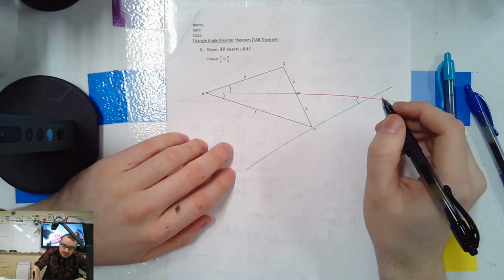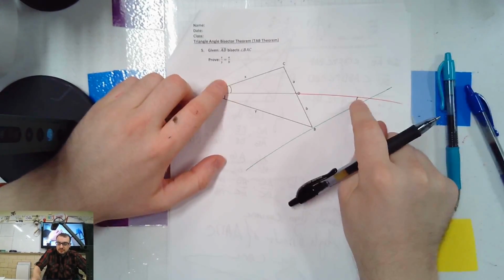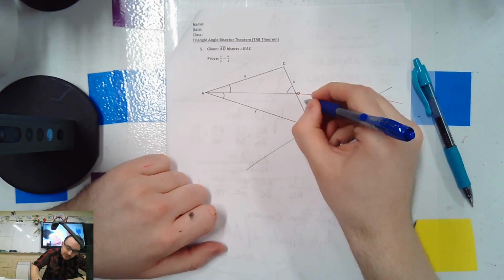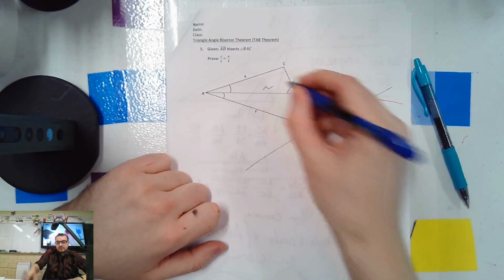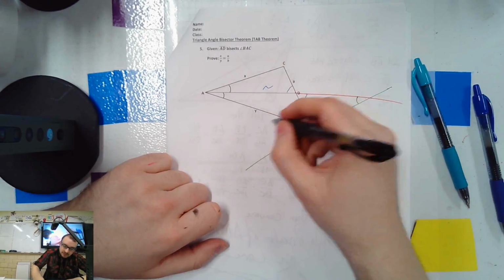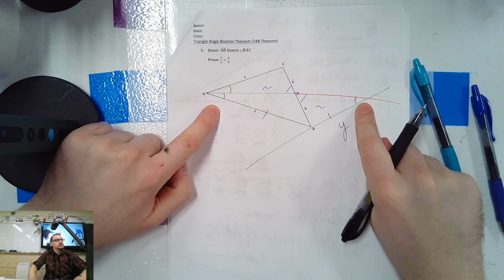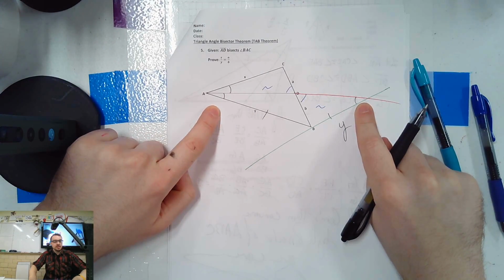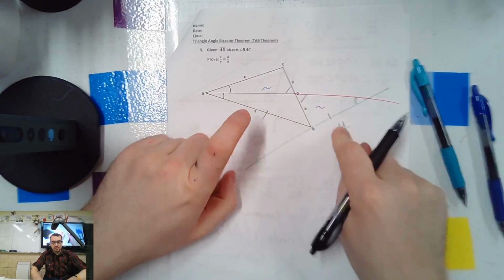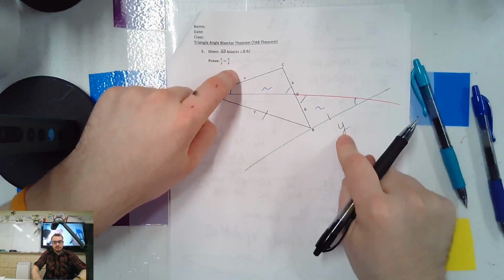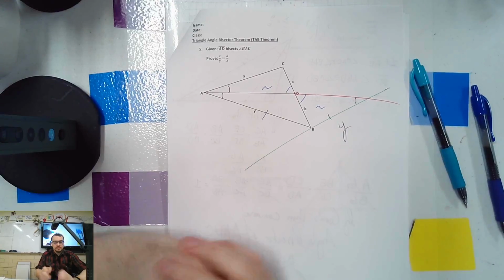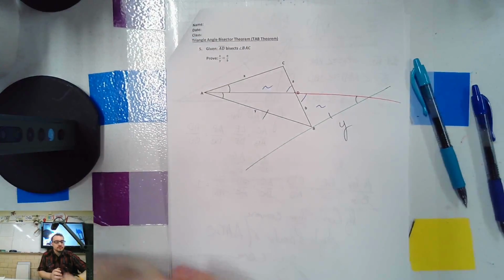Alternate interior angles, yep, here and here. Vertical angles here and here. These two triangles are similar. I know this and this are both Y because isosceles triangle. Do CSB. A over B equals X over Y. Sorry, X over Y. AB, XY. I win.